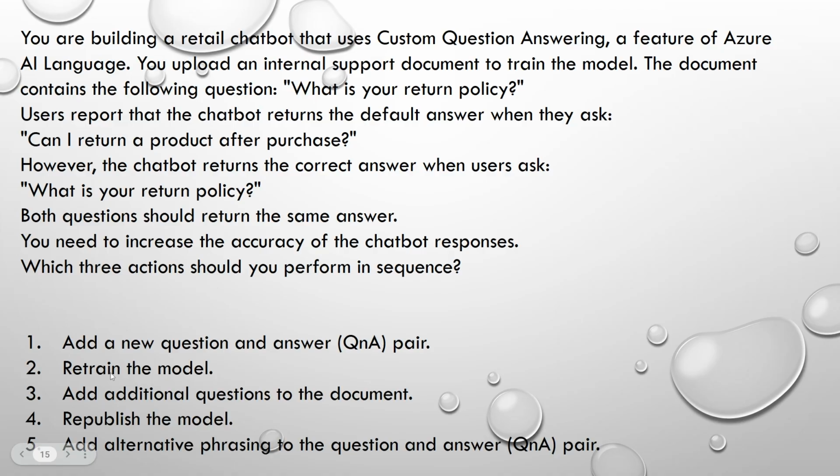Now retrain the model, add additional questions to the document. That is also not necessary. We don't want to add additional questions to the document. A document is used to train the knowledge base, so that is not what we need. What we need is to add alternate phrasing to the Q&A pair. So the correct option is add alternate phrasing to the question answer pair. Then we have to retrain the model. After that, we have to republish the model. These are the three steps which we have to follow.